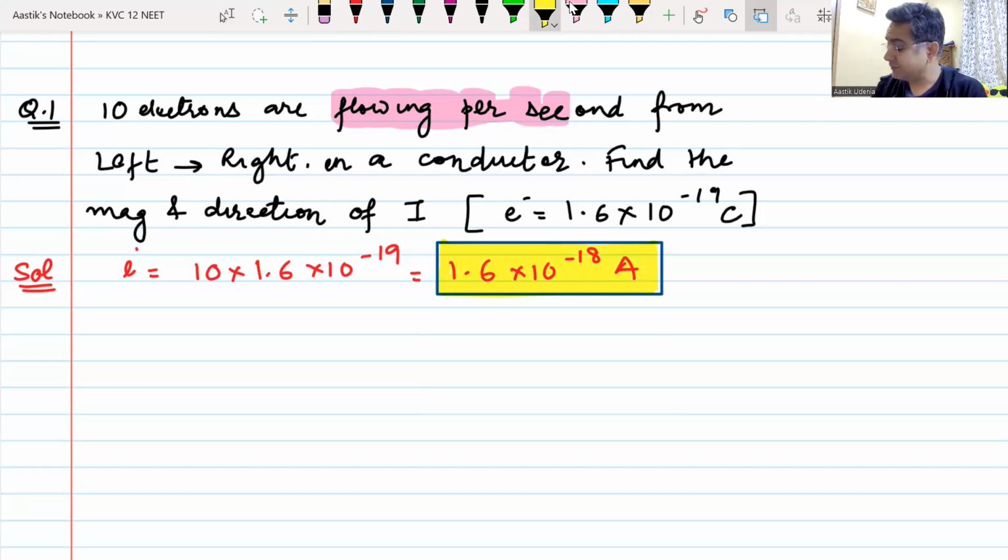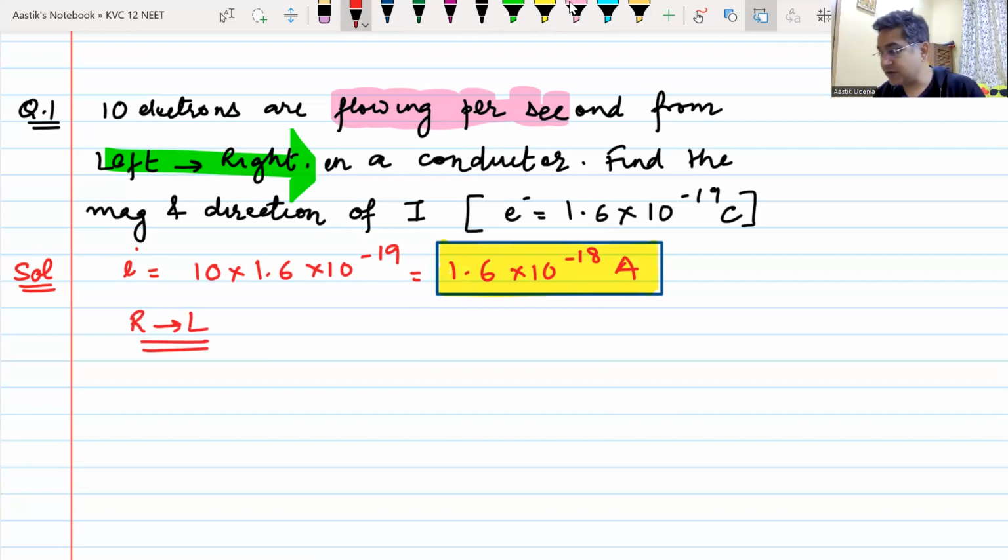That is the current. Now, these electrons are negatively charged and they are flowing from left to right. So, what is the direction of current? Right to left, sir. The direction of current is right to left. It is opposite to the direction of electrons.